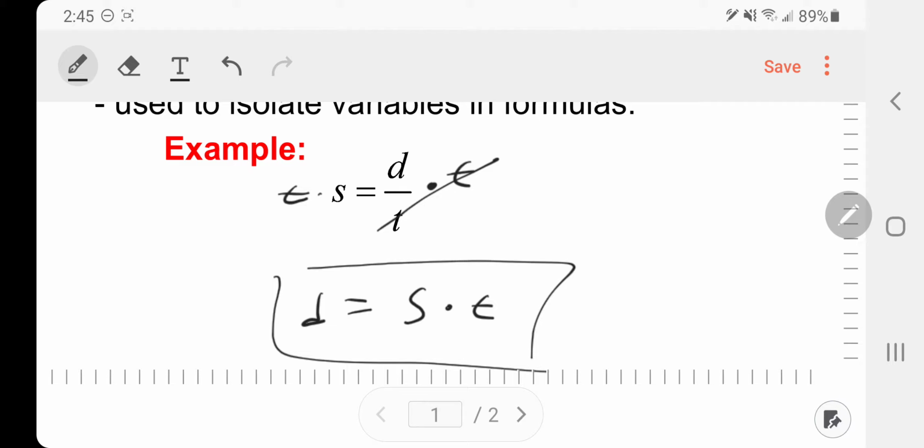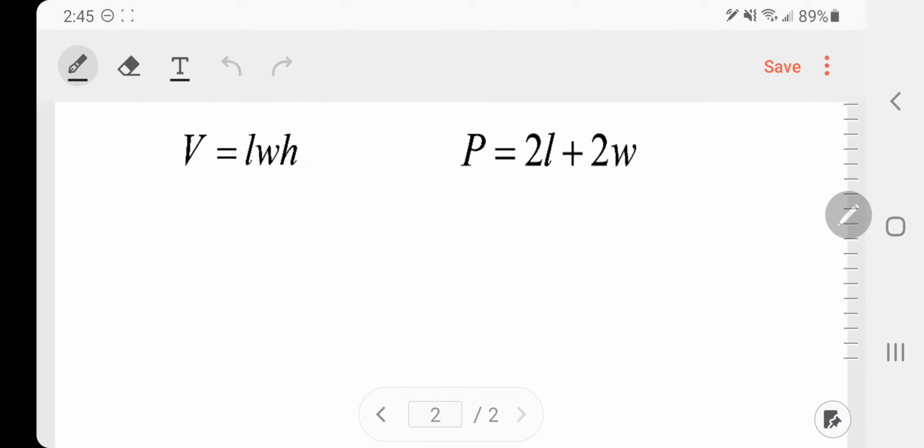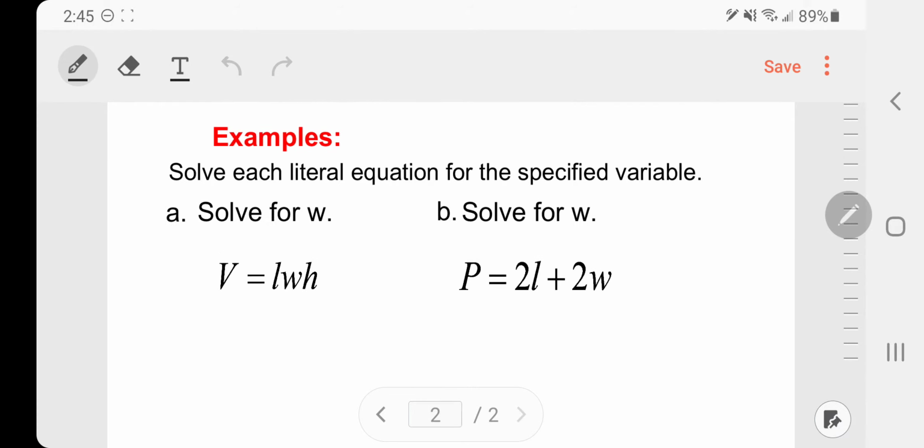Okay, let's take a look at another one. Here are a couple more. Volume equals length times width times height. And then we also have the perimeter, which equals 2 times the length plus 2 times the width. In the first one, I'm looking to solve for W, or the width. So I want to get W by itself. I want to move everything that's not W on this side to the other side.